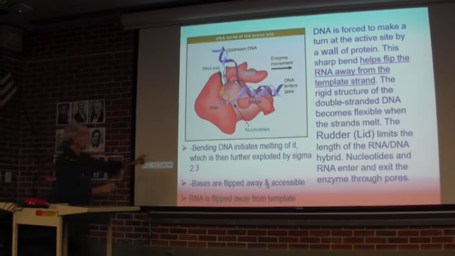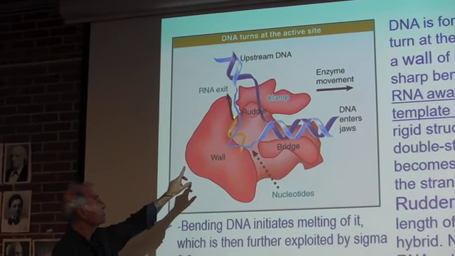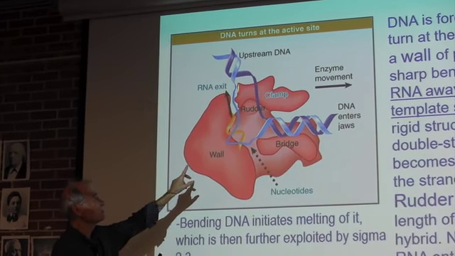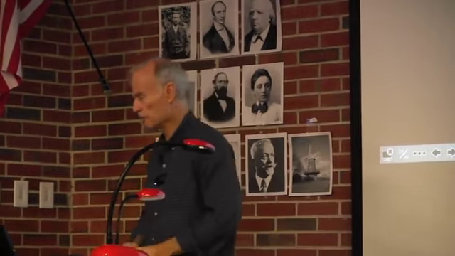The rudder helps separate the new transcript, the nascent transcript, from the template. It sort of gets in the way so that the transcript gets dislodged off of the template by running into this rudder structure.